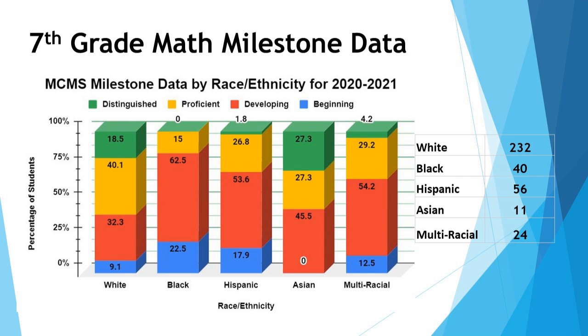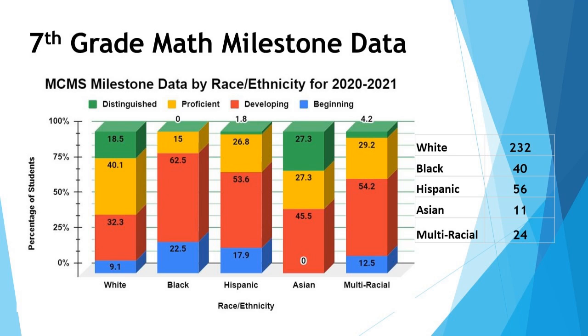Our last graph represents the 7th grade math milestones data based on race and ethnicity for the 2020-21 school year. Looking at the data, we can see that students identifying as white and Asian had significantly higher percentages in the proficient and distinguished levels. White students at 40.1% and Asian students at 27.3%.